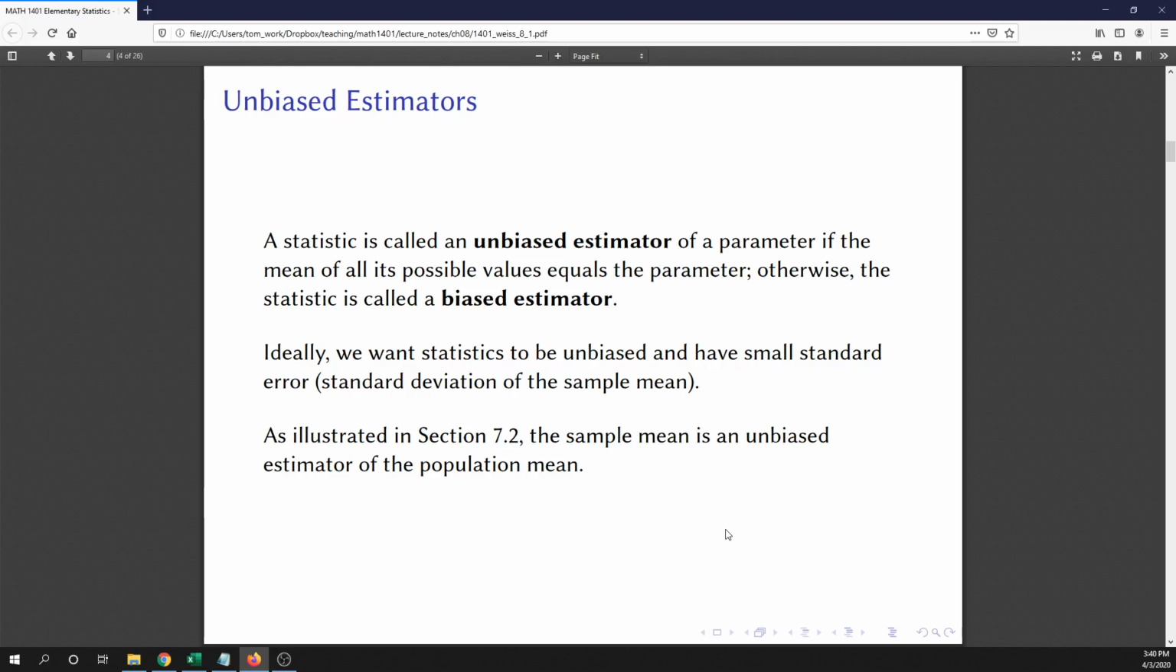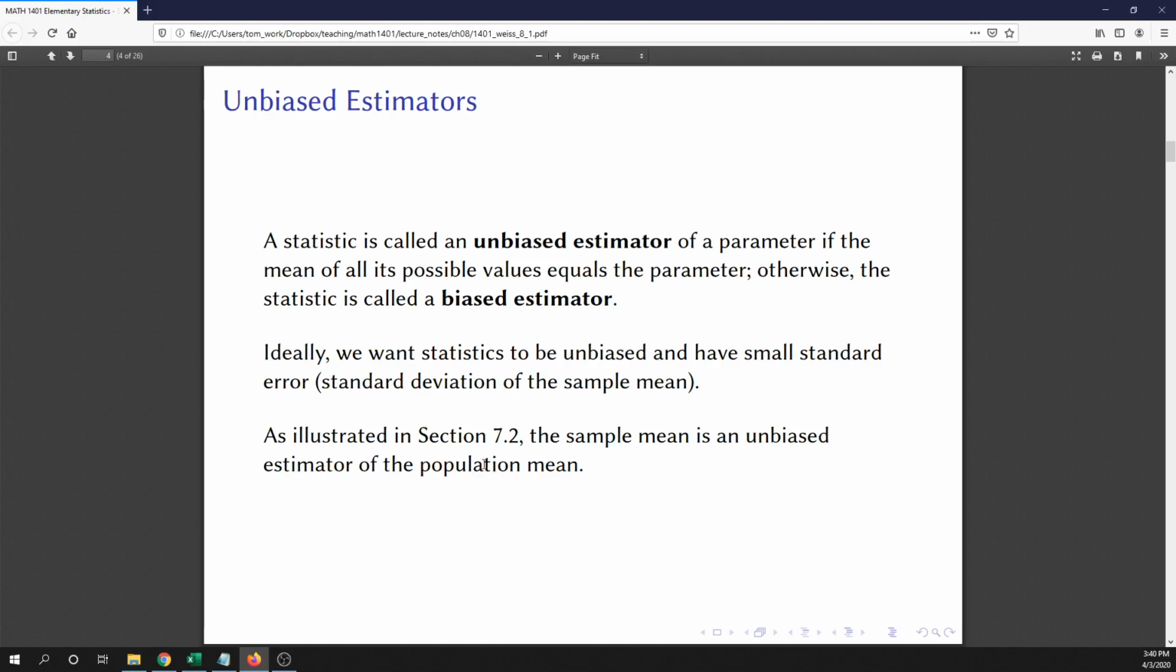Generally, what we want when we use one of these point estimates or any kind of estimate here is that it be what's called an unbiased estimator. Okay, and so a statistic like the sample mean is called an unbiased estimator of a parameter if the mean of all its possible values equals the parameter.